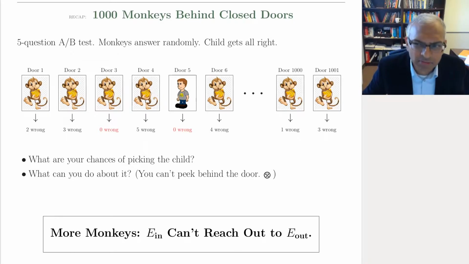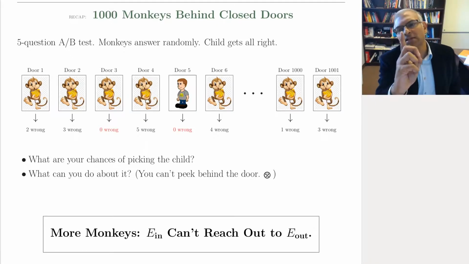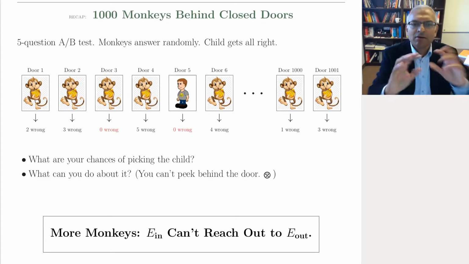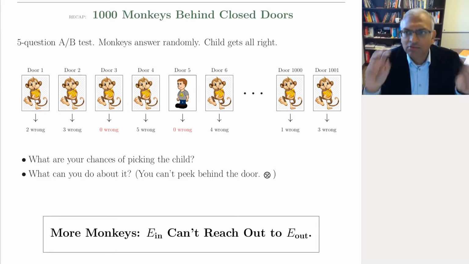Now you can compute this probability. You can compute your chances of picking the child, assuming that among all the 0-wrong doors you pick randomly. But the important thing here is to realize that there'll be many doors with 0. Only one door contains the child. So how come there are many doors with 0? It's because many of these monkeys just happen to get it right by luck, by sheer dumb luck.